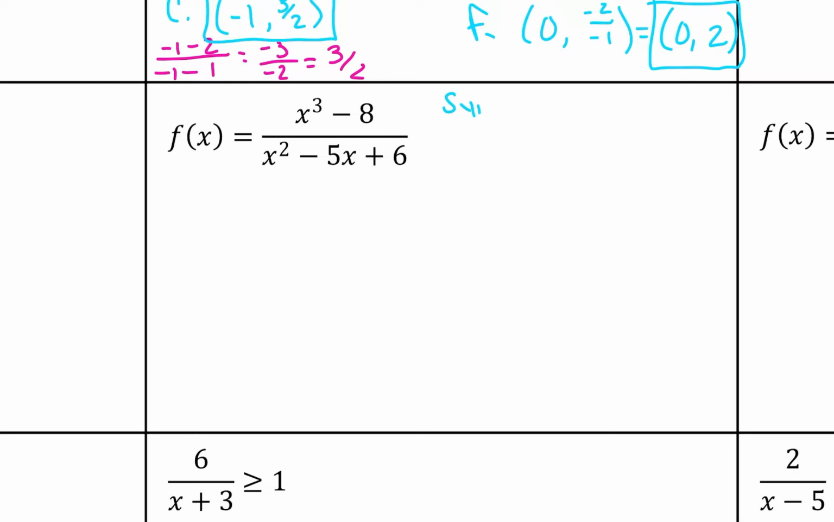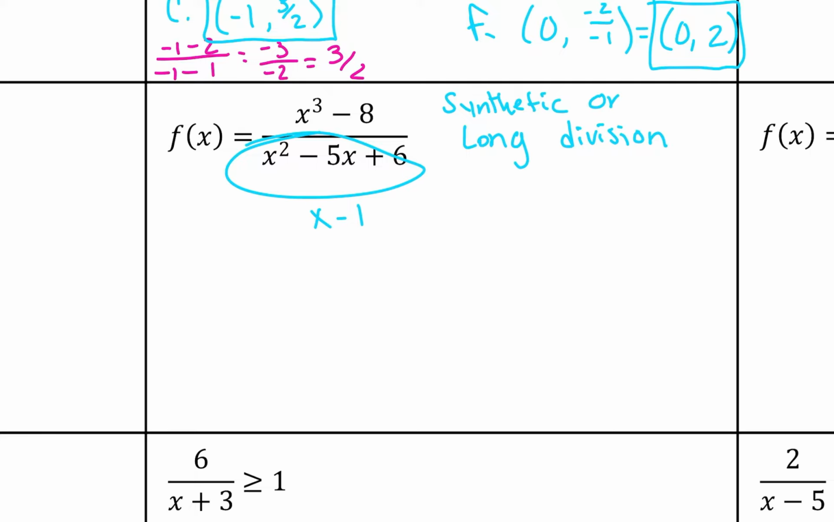We can either use synthetic division, or we can use long division. So one of those things. In this case, we know it's not synthetic. Synthetic only works if the denominator is like x minus 1 or x plus 2, something simple like that. In this case, though, we've got this really ugly thing on the bottom, so we know that we're going to have to use long division.